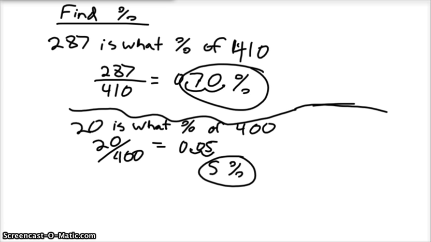Okay. So now we have the first method of finding a number that's a percent of a number. So we do multiplication. Here we're doing division. And now the third one is going to be slightly different.